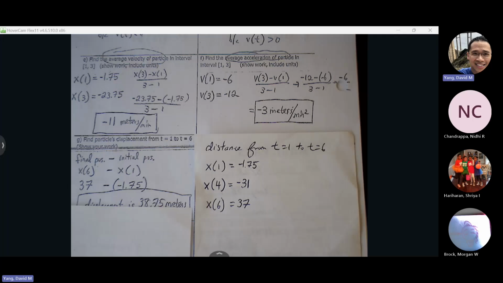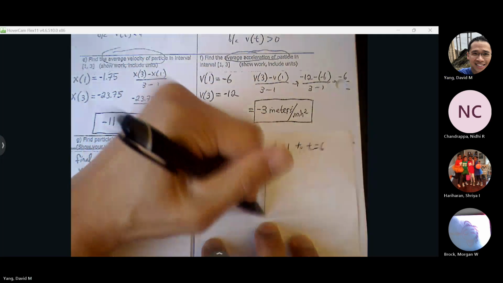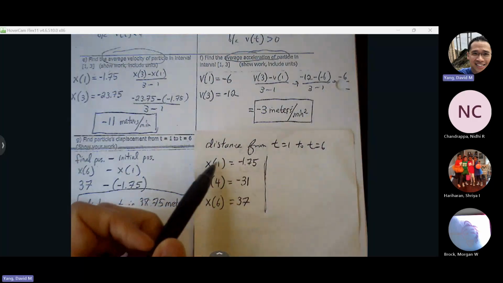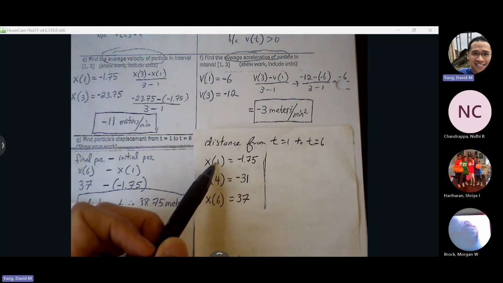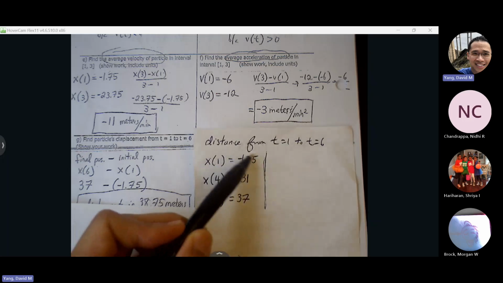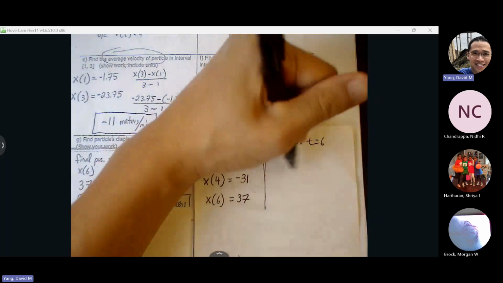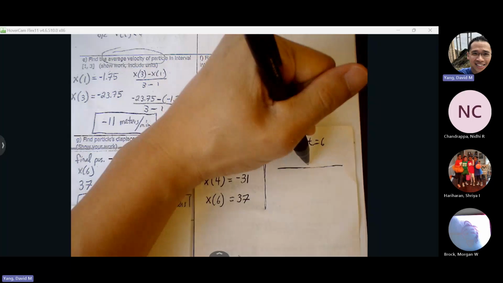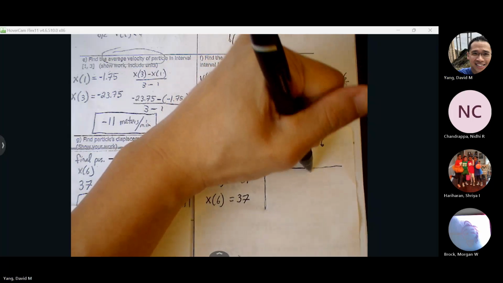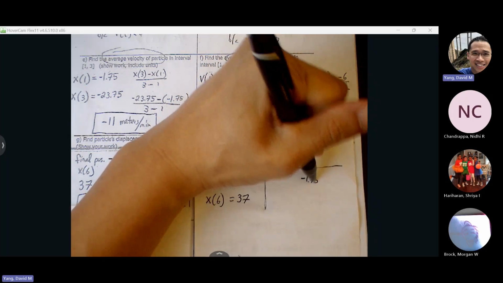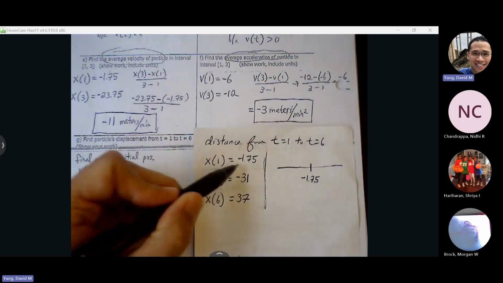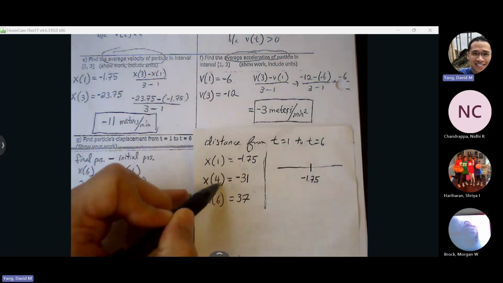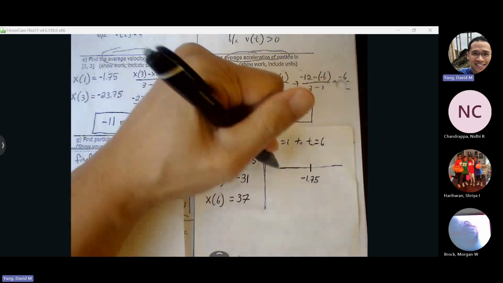So being able to gather the information is the first piece. The second piece is knowing what to do with that information. Any questions up to this point? All right. So now you're going to look at your locations from your initial time to your final moments. We're going to start off at negative 1.75. Imagine you're on the number line standing at negative 1.75, and then you're making your way to negative 31 next, because that's what t equals 4 tells you is your next destination.